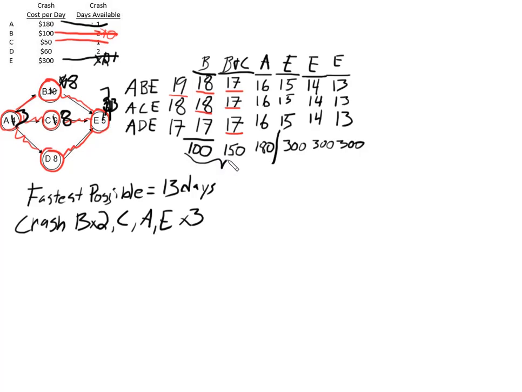I have to be careful now because I'm trying to draw brackets and I'm not good at that. So speeding it up those 3 days would cost us 100 plus 150 plus 180, which is $430.